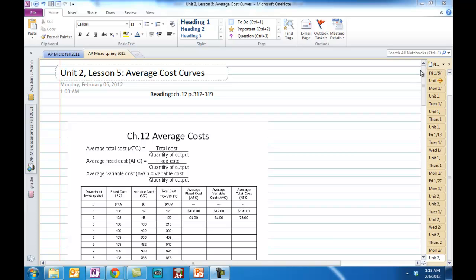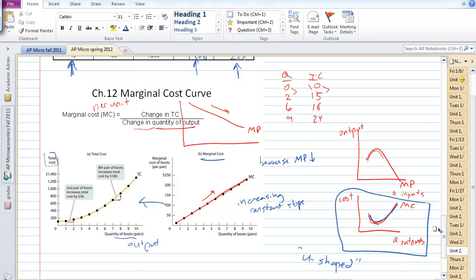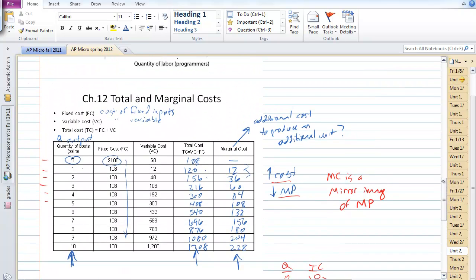A lot of this just involves some pretty simple calculations, and we'll focus more on the relationships between these curves, the typical shapes that they have, and why that is. So we're going to pick up an example that was used in the last lesson. Last lesson, when we looked at the marginal cost curve, we saw this data on boots, production of boots with a fixed cost of our fixed inputs of $108, and then variable costs that increased as you increase production as a result of diminishing marginal productivity. So just remember all that.